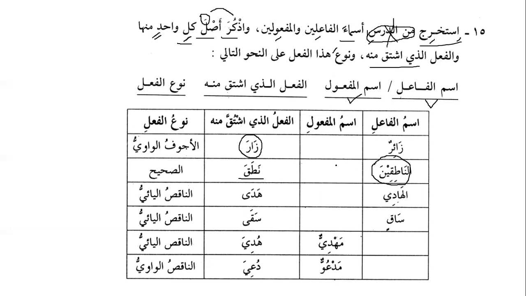So li-ghayr an-natiqina biha, as we are learning these duroos al-lugha al-arabiyya li-ghayr an-natiqina biha, like the non-native speakers of the Arabic language. And then from Hada, we have Al-Hadi, and we are only discussing the ones that have been used in the lesson. We don't have to form anything, we have to only extract. Istakhrij, you have to only extract from the lesson. And from Saqa, we have Saqin, and from Hudiya, we have Mahdiyun, and from Du'iya, we have Mad'uun.